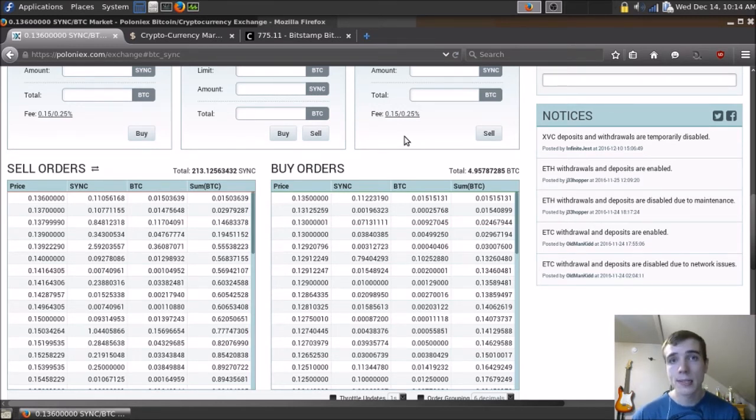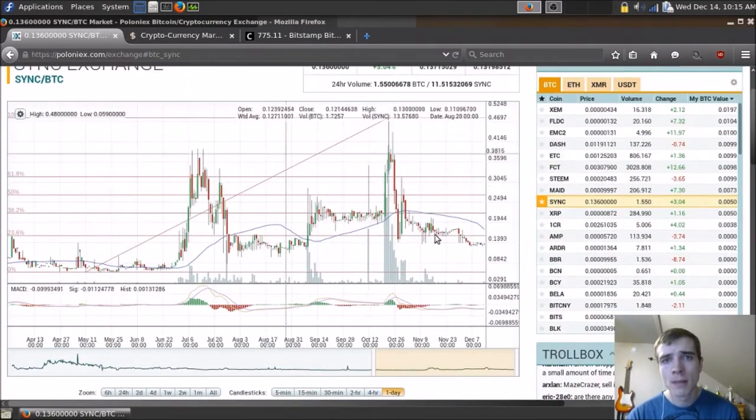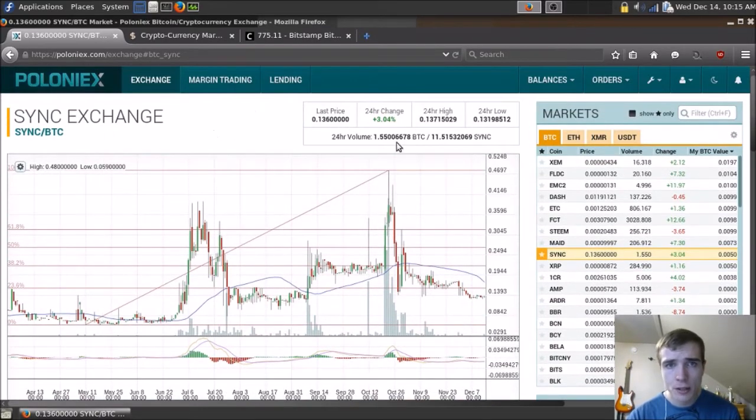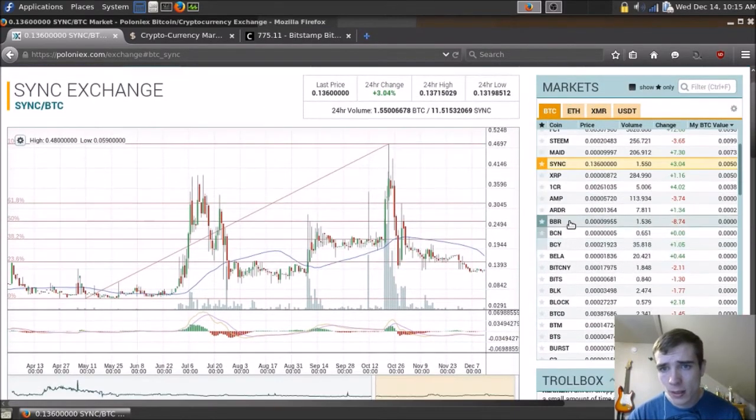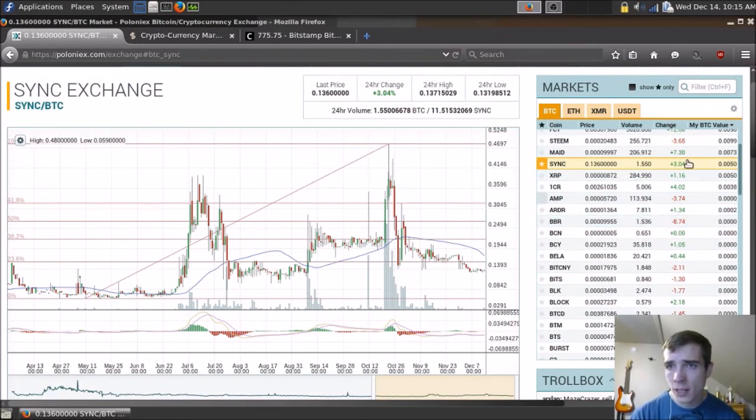And with stocks, that's basically a bunch of stocks together, like the S&P 500 is an index of technology stocks and other things like that. So basically an index is just a list of different things. And this is an index, a crypto index. So yeah, Sync is one that I invested a little bit in today.